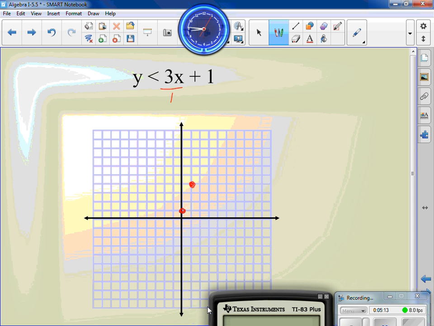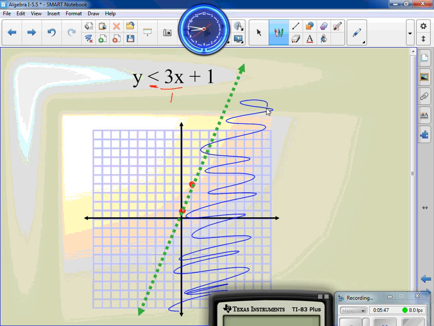I only have my 2 points. Now this is when I look at that inequality symbol. Would it be a dotted line or a solid line? Why would it be a dotted line? Because it's not equal. If it had this line underneath, then it'd be a solid line. So it's going to be a dotted line. Now it says less than. Where would the numbers be less than? Above the line or below the line? Below the line.